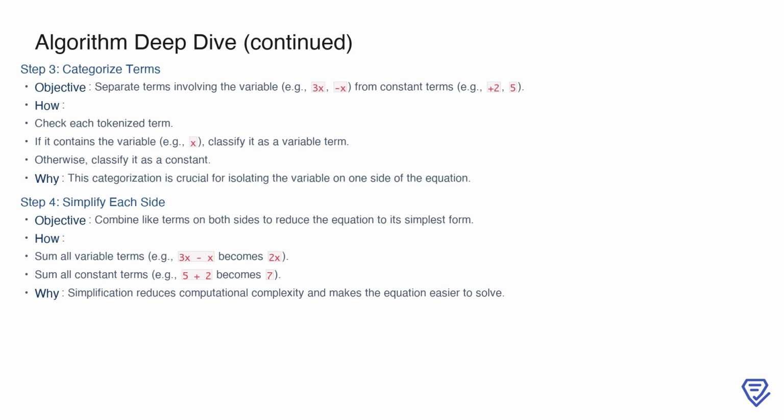Once categorized, we simplify each side of the equation by combining like terms. For instance, if the LHS has 3x minus x, we combine them to get 2x, and if the RHS has 5 plus 2, we sum them to get 7. This simplification reduces the complexity of the equation and ensures that we're working with the smallest possible number of terms, which makes the upcoming steps more straightforward.